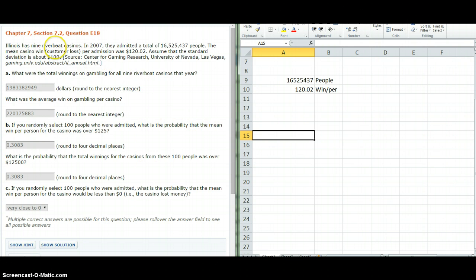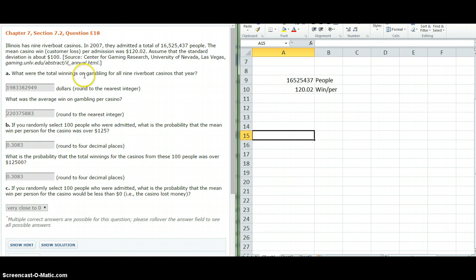So we have 9 riverboat casinos in Illinois, the total number of people they admitted, and how much on average people lost. Of course some people won, but we're just looking at an average of these 16.5 million people, and we know for sure that the average will be a loss for the people, a win for the casino. And we're given a standard deviation. So we're actually given the parameters for the population already. The parameter mean is 120.02. The population standard deviation is 100.